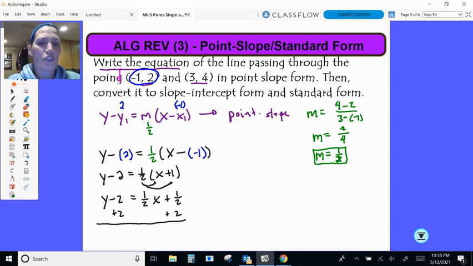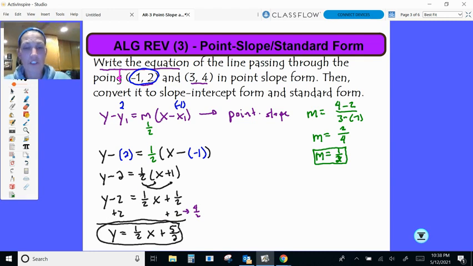Okay. This 2 is the same thing as 4/2. Put it in fraction form. So y will be equal to 1/2 x, and this is going to be plus 5/2. Okay. So this is my point slope form right here. Or excuse me, my slope intercept form.